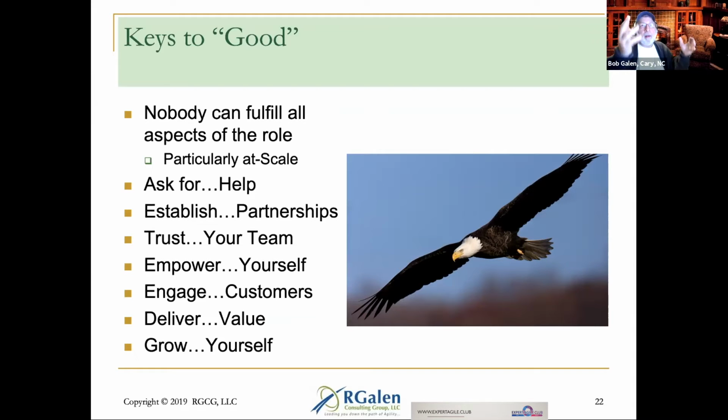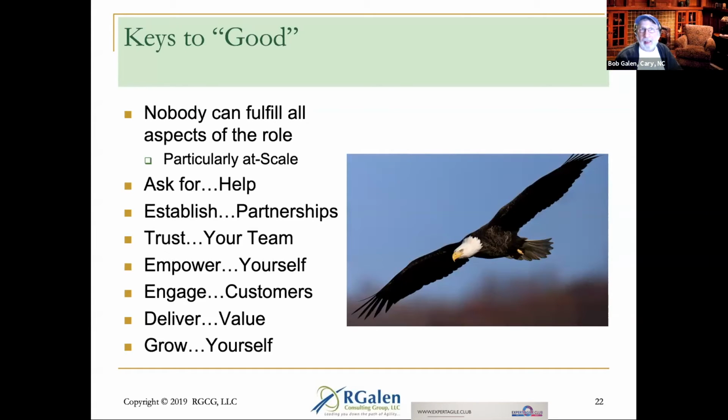So there's going to be trade-offs and gaps and skills. So figure out where your strengths are, stay there, and then get some complementary help. So that's the ask for help. Establish partnerships. Trust and engage your teams. One of the folks that I think product owners underutilize to get help is from their team and from their Scrum Master, and from their peers. So there are sources of help.